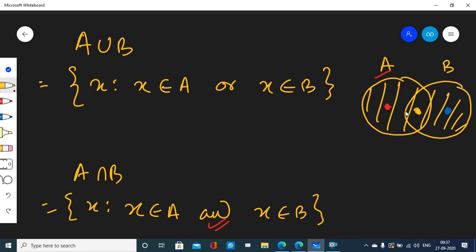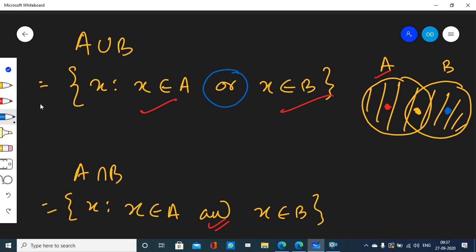So what do we see here? If I take any element from A union B, that element either belongs to A or belongs to B, right? It is not necessary that the element has to belong to both A and B. It can belong to A or it can belong to B. This blue, red, yellow, right? They can belong to A or they can belong to B. Yes, sir. That is why we are using the word or here, because it is not necessary that it has to belong to both. It can belong to A or it can belong to B.